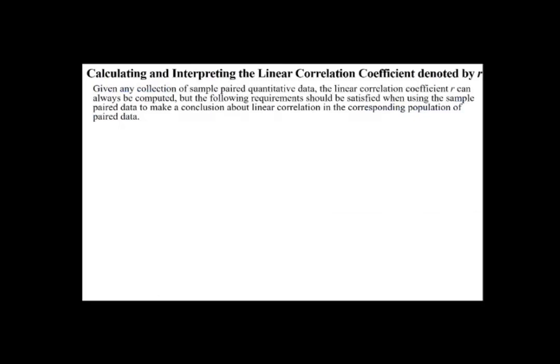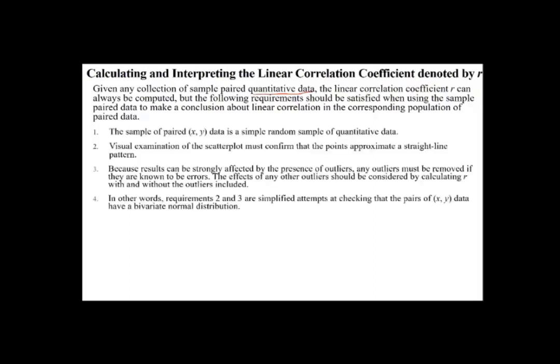So, given any collection of sample paired quantitative data, that's the key, quantitative. It has to be quantitative, so we can come up with the linear correlation coefficient R. So the linear correlation coefficient R can always be computed, but the following requirements should be satisfied when using the sample paired data to make a conclusion about linear correlation in the corresponding population of the paired data. With that being the case, the sample of paired xy data is a simple random sample of quantitative data.